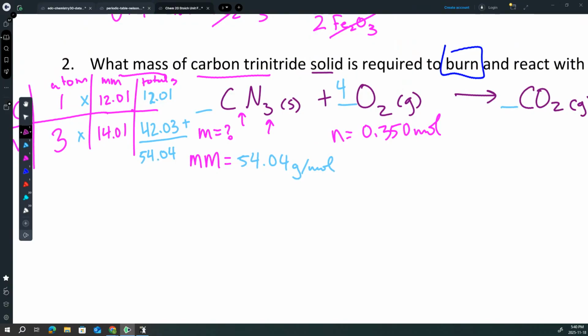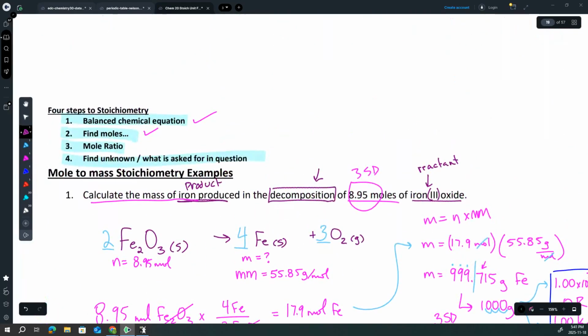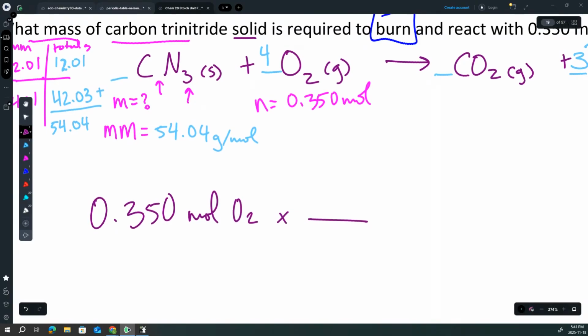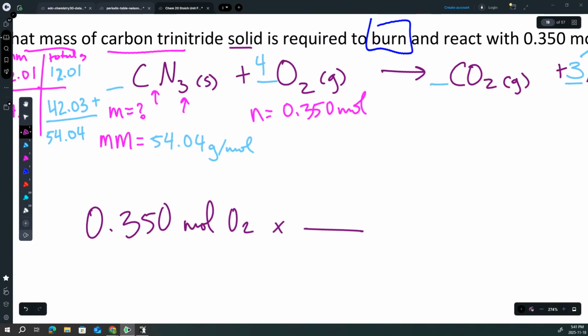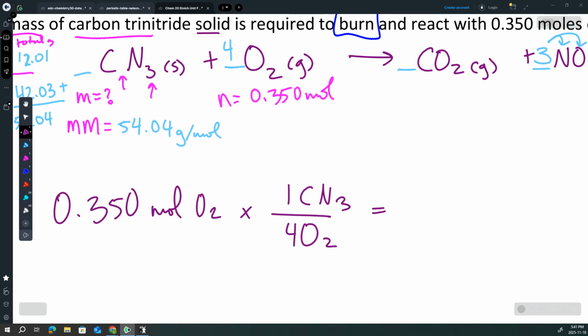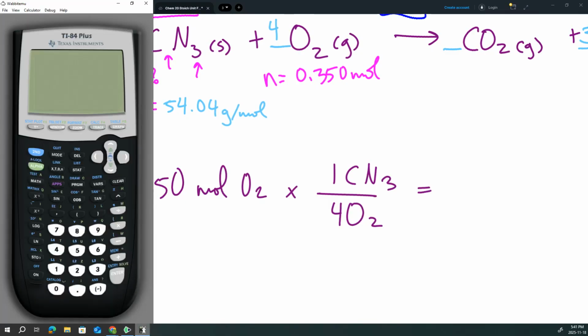So we already have our moles of our given substance. So I'm going to write that down. And now we are at step 3, mole ratio. So I'm going to take this, times it by fraction sign. So what we want is carbon trinitride. So there's 1 carbon trinitride. What we're given is oxygen, and the coefficient in front of oxygen is 4. Okay, so what we're doing is we're taking 0.35 times by 1 divided by 4.